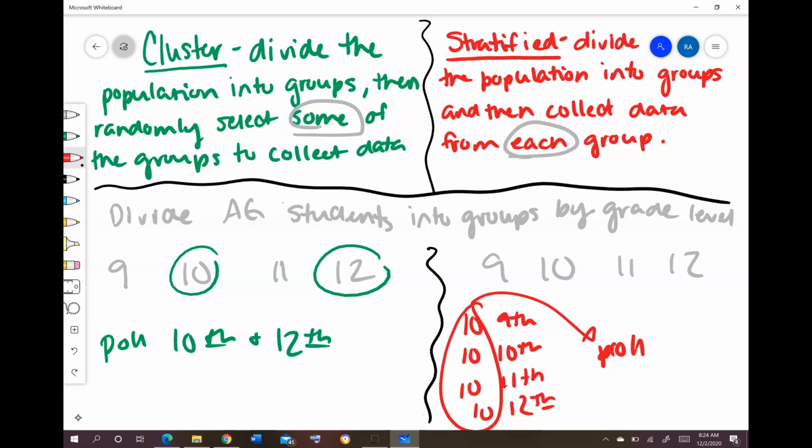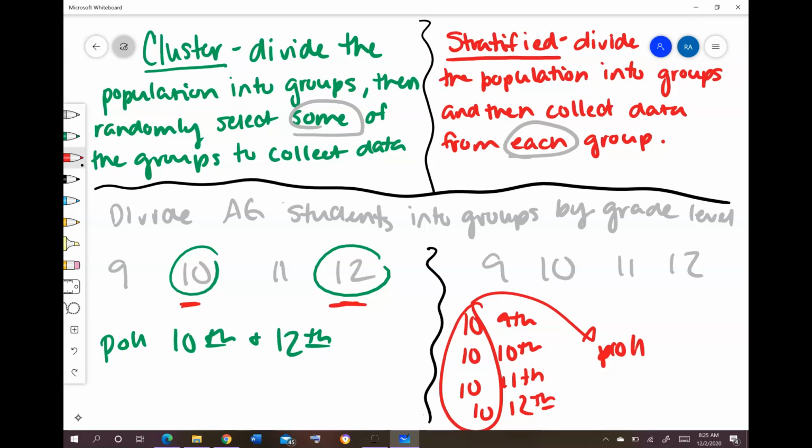Do you see how stratified took a little bit from each grade level, whereas cluster took a cluster? That's where it gets its name from. It's taking these clusters and polling the entire cluster. Stratified is saying, I want to take some from everybody: some 10th graders, some 9th graders, some 11th graders, and 12th graders. So stratified is going to hit every group it's divided into, whereas cluster is only going to pick the ones it wants. Those are your 4 sampling methods that we're going to talk about.